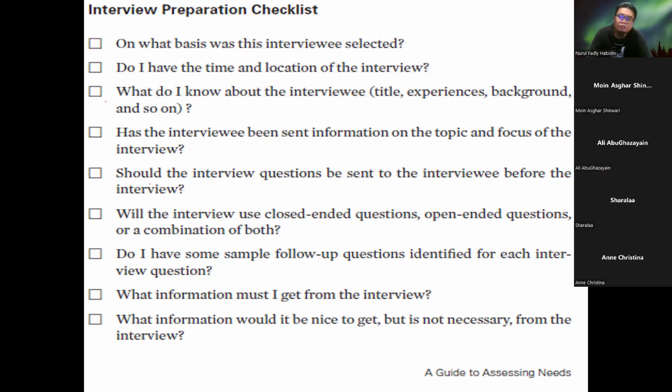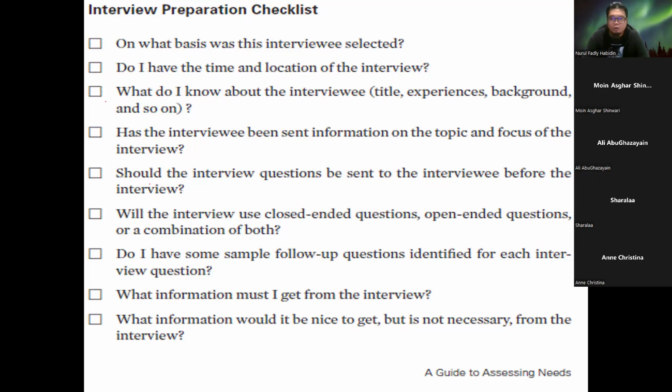This checklist is to check that you have prepared the opening and closing questions. Do I have some sample follow-up questions identified for each interview question? You should have follow-ups for your participant to make sure they are clear on all your questions. If you have structured questions, have you selected the right person who can answer your specific question? What information might I get from the interview? What information would be nice to get, but not necessarily from the interview?